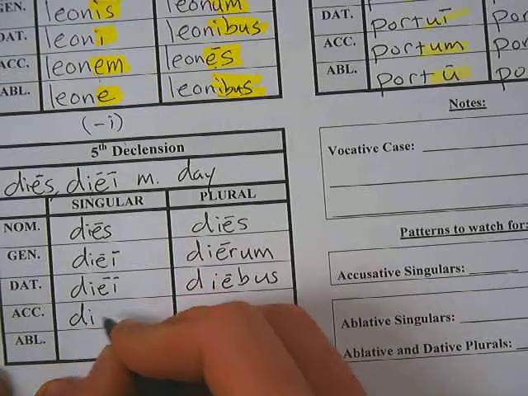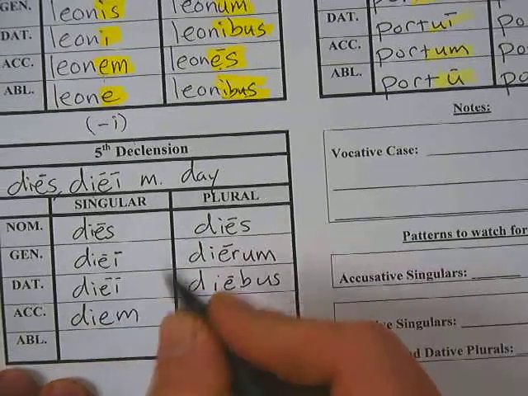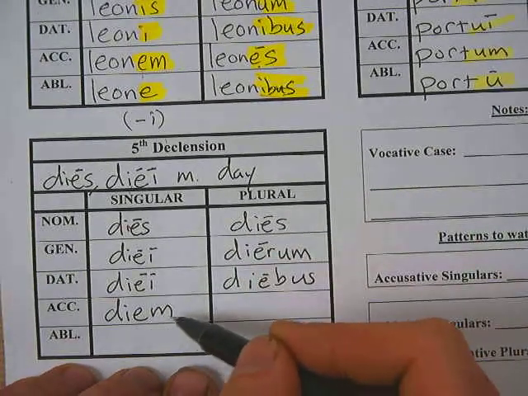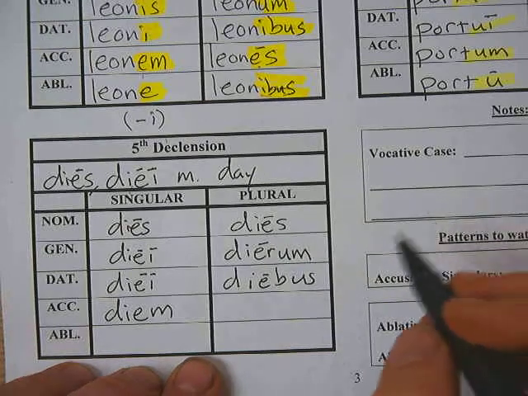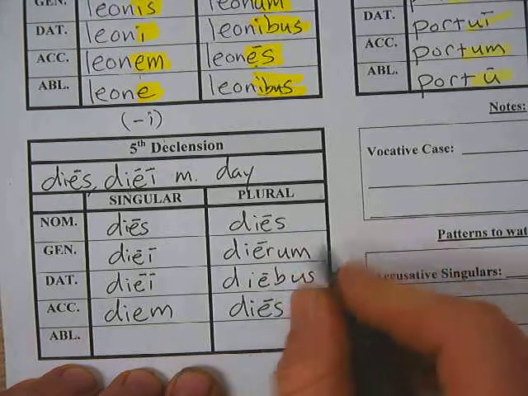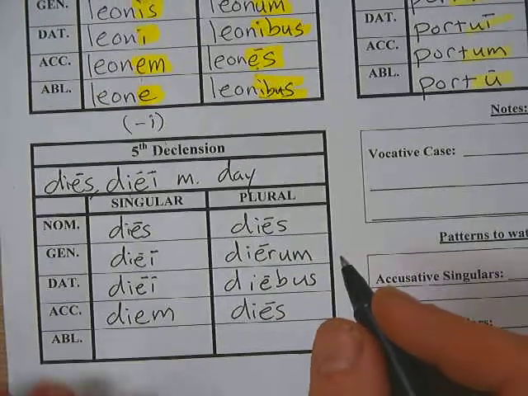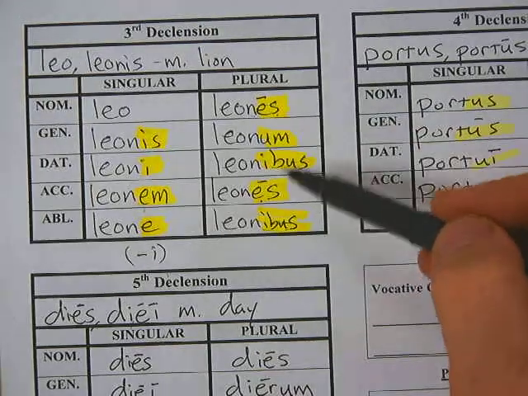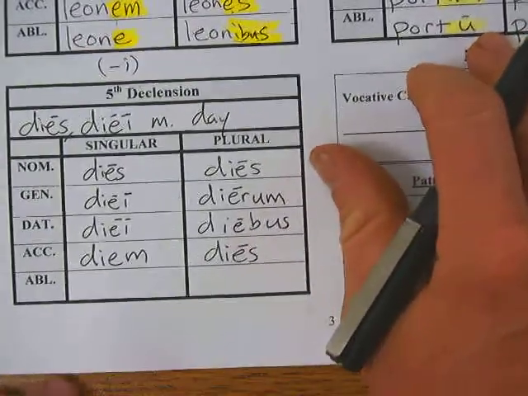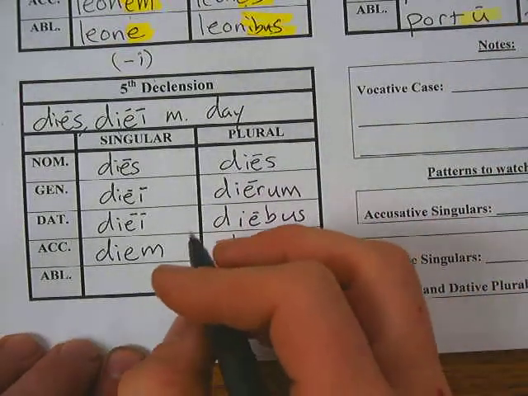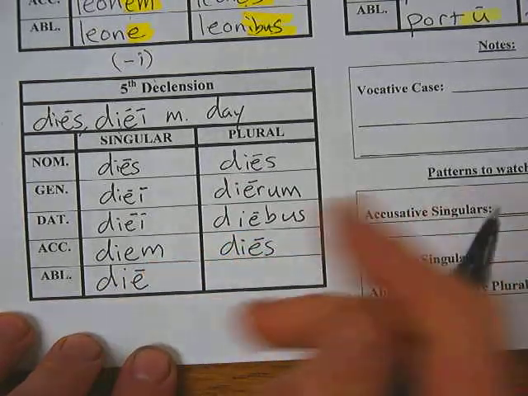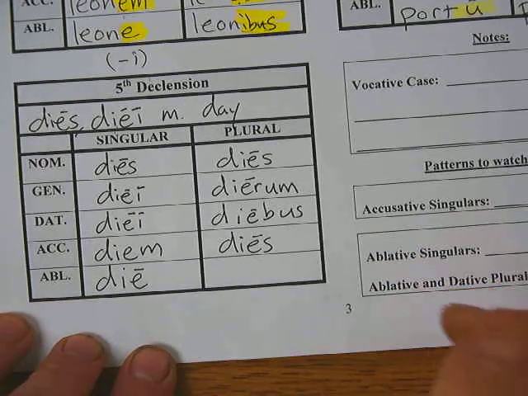And then for accusative, it's diem, like carpe diem, right? Seize the day. Diem should remind you of third declension, and like all the other declensions, has that M in the accusative singular. And then dies for the plural, and notice it's just like the nominative plural. Also the same type of pattern with leones, es in third, and us in fourth. So a lot of similar patterns here. And then the ablative is die.